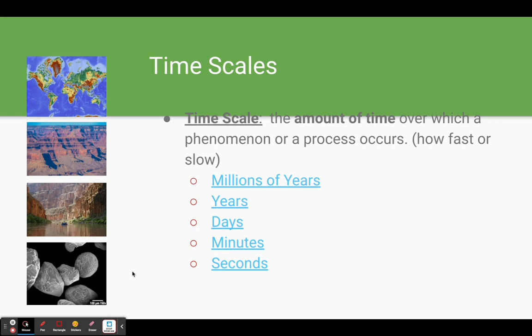Time scale, the amount of time over which a phenomenon or process occurs. It's going to be how fast or slow it is. So pause the video and please write all 5 of these time scales and then unpause when you're ready. For this section, you do not have to draw anything. You can just write 1 or 2 words that help you understand it.